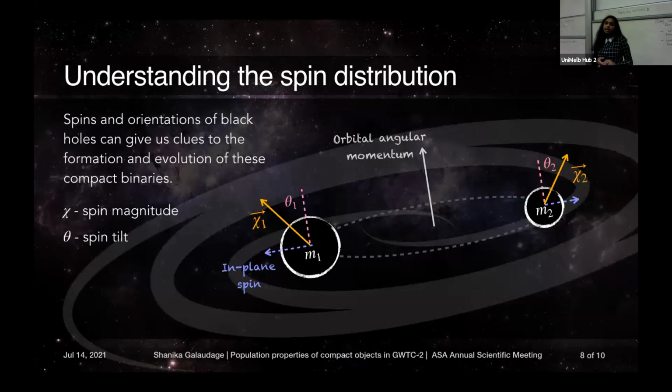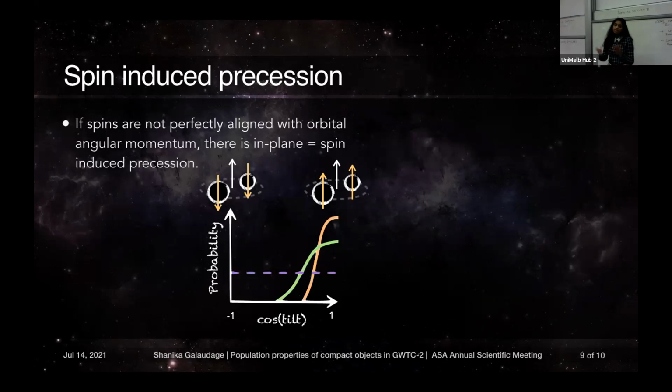So here we have a binary system, binary black hole system, and the arrow in the middle represents the orbital angular momentum. The yellow arrows represent the spin vectors. The theta values represent the angle of misalignment with respect to the orbital angular momentum. And I've also highlighted in purple the in-plane spin. So by studying the spin distributions, we can learn more about the evolution and formation mechanisms of these binaries.